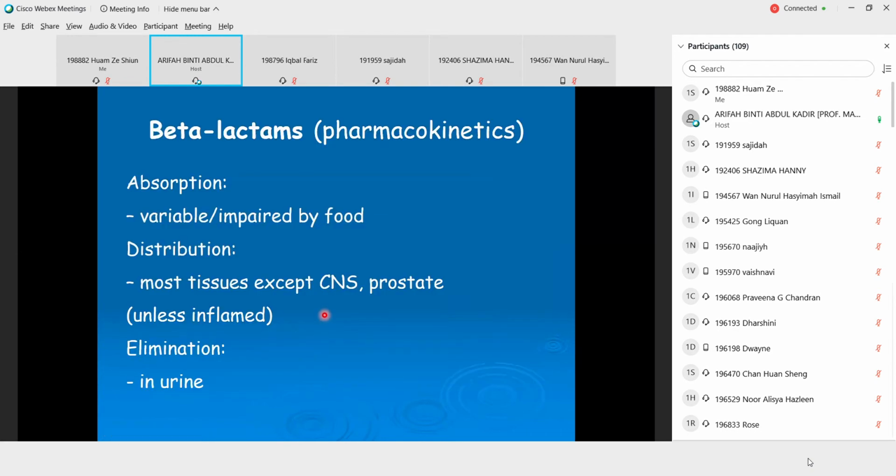Right. So briefly on the pharmacokinetics of beta-lactams. This applies to both cephalosporin and penicillin. The absorption is variable and impaired by food. So sometimes these drugs are given before food. When you take antibiotics like amoxicillin, sometimes the doctor will say take it half an hour before food for better absorption. Distribution is to most tissues, except the CNS and prostate, unless inflamed. Elimination is mainly in urine.